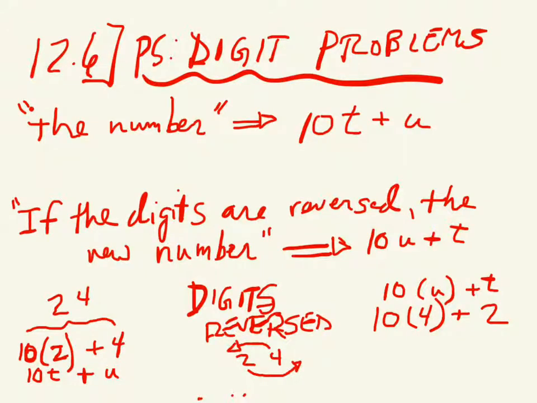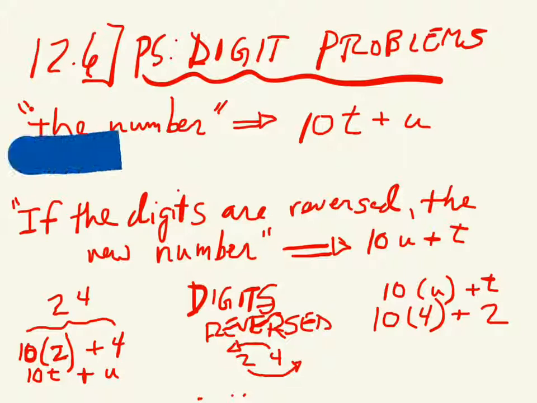12.6 is about problem solving. Now we're going to have some story problems involving two variables, two equations. Digit problems is the first thing you're going to learn about. It's very important that you know what they're talking about when they say specific terms.